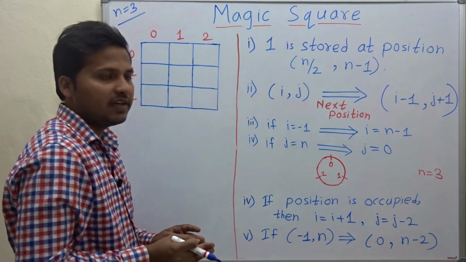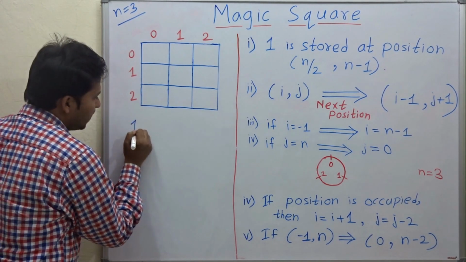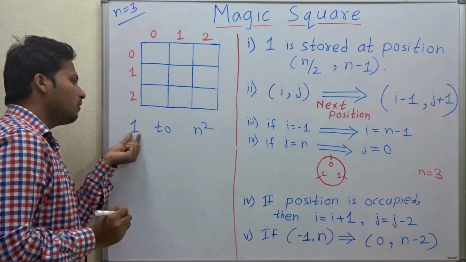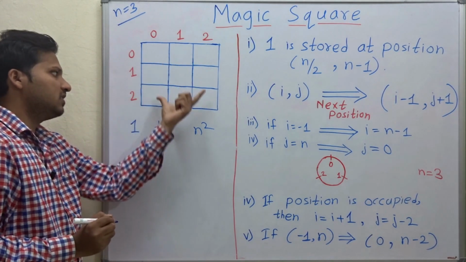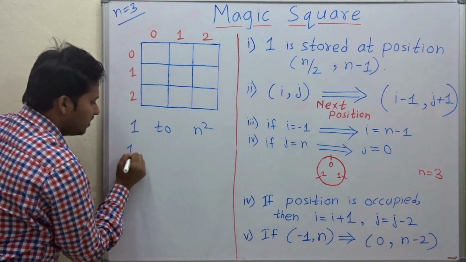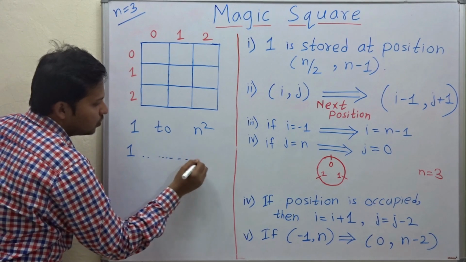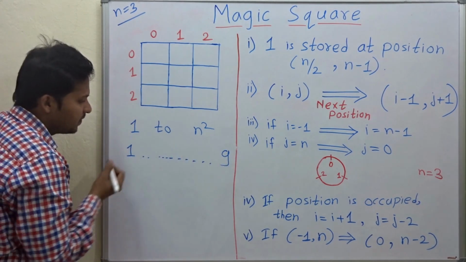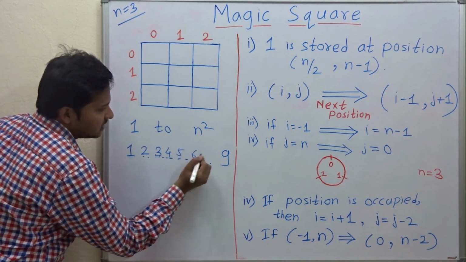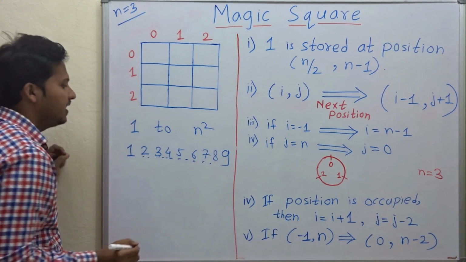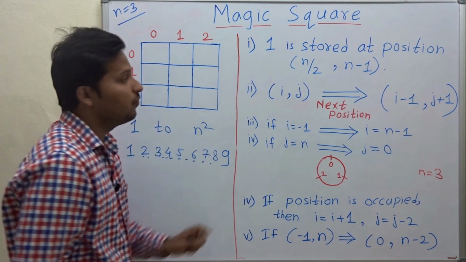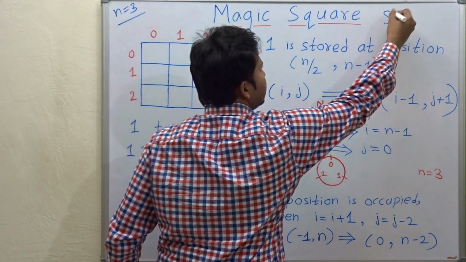Now in a magic square, there are numbers from 1 to n square. Okay. There are numbers from 1 to n square and each box is filled with one of these numbers. Means for n equal to 3, there will be numbers from 1 to 9. Okay. Means 1, 2, 3, 4, 5, 6, 7, 8 and 9. So these numbers will be there in this matrix. Now is the question where to start. What is the starting point?